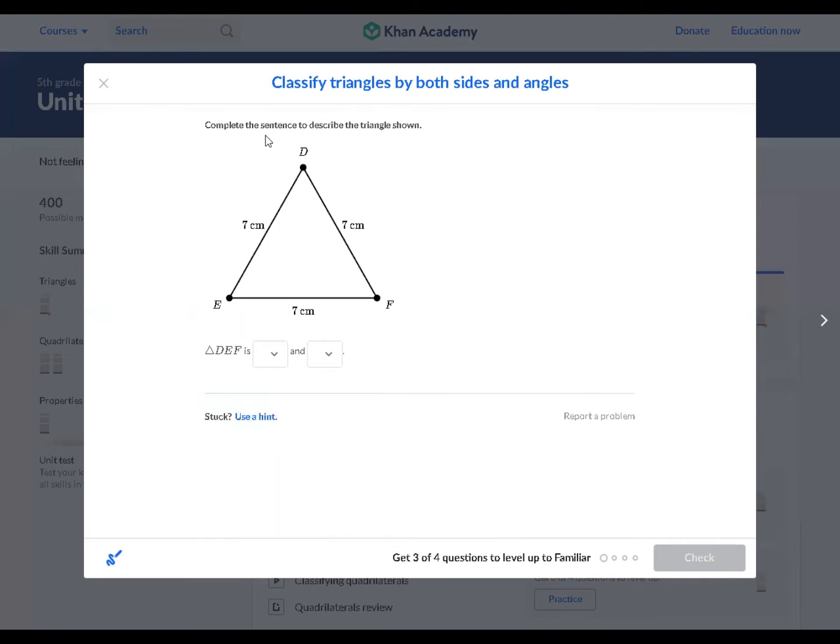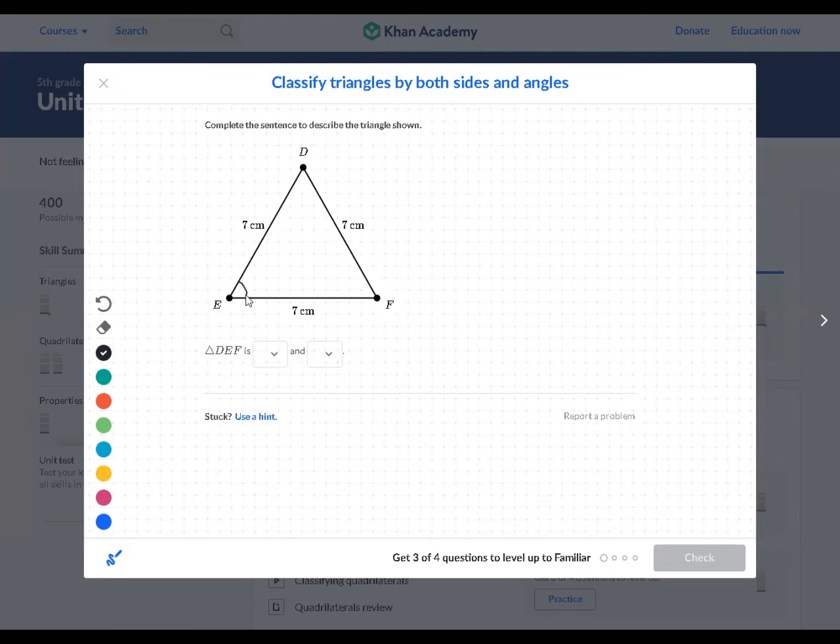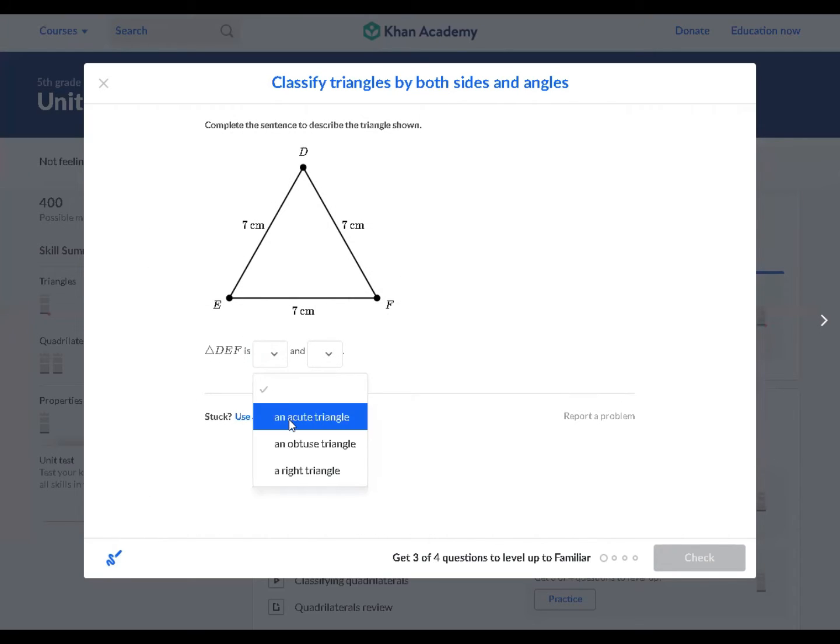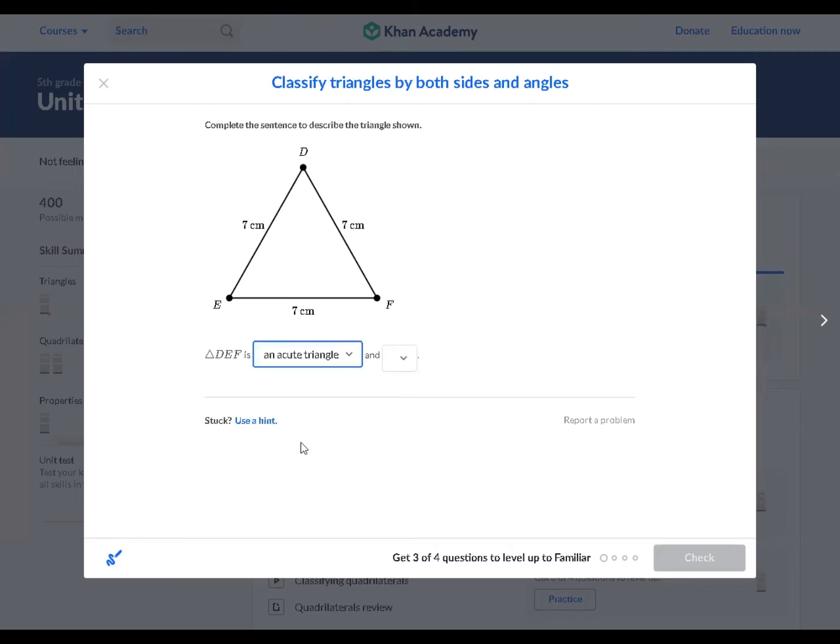Complete a sentence to describe the triangle shown. So this is the triangle DEF. It's saying, triangle DEF is an acute triangle, obtuse or right. It seems acute because this is not an obtuse angle. All the angles seem to be acute, so I'll go with acute triangle.